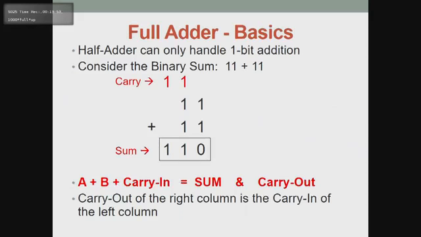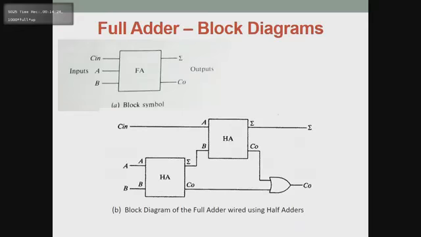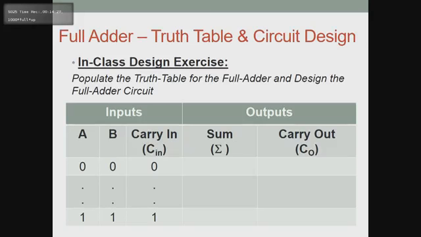Then we looked at the full adder, to fix the problem. The half adder in a problem like this can only cater for the rightmost column, because there's no carry coming in. A half adder can output a carry, but it's not able to take in a carry. So we had to devise a new system of A plus B plus carry in is equal to sum plus carry out. And so we did this truth table over here.